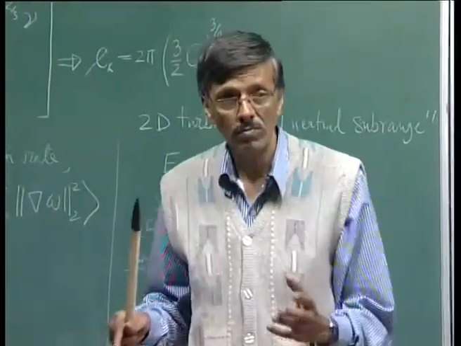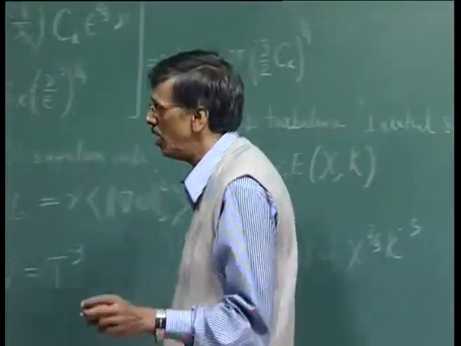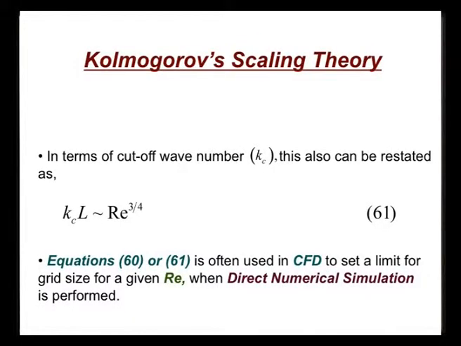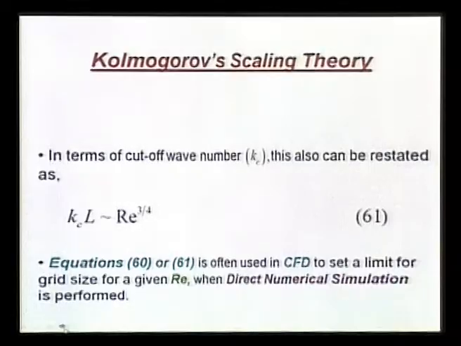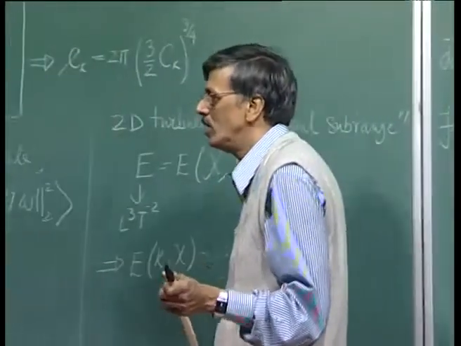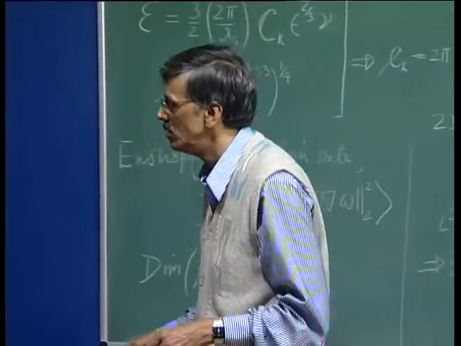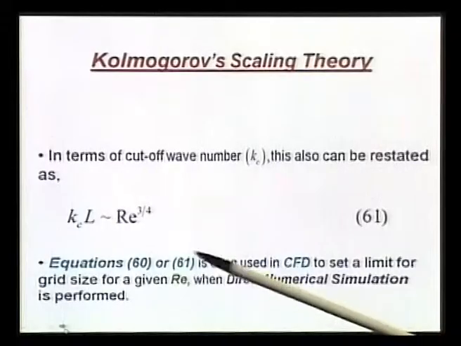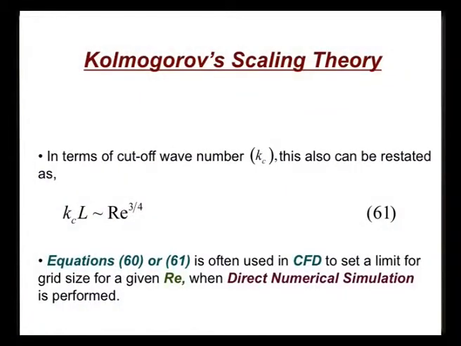So, the smallest scale cube would be given as the product of these three k_c's. That would go as Re to the power 9/4. So, that is what you would hear quite often, that if you are trying to simulate 3D turbulence, the number of points required in DNS goes as Re squared. Re to the 9/4 is close to Re squared, so it is a kind of a simplification.